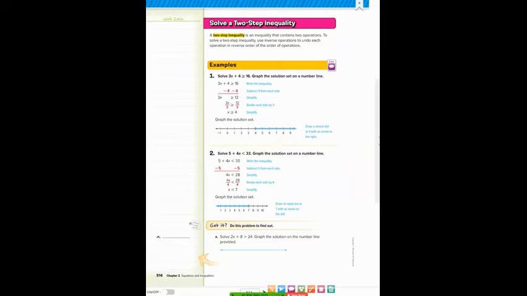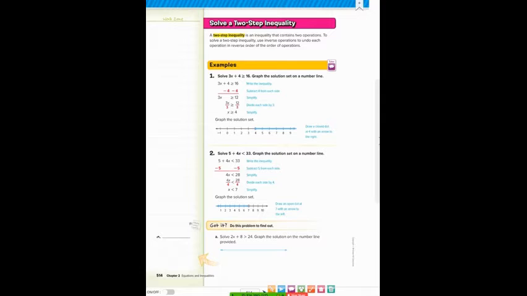So far, we have learned how to solve one-step inequalities. This week, we are going to learn how to solve two-step inequalities. A two-step inequality is an inequality that contains two operations. To solve a two-step inequality, use inverse operations to undo each operation in reverse order of the order of operations.